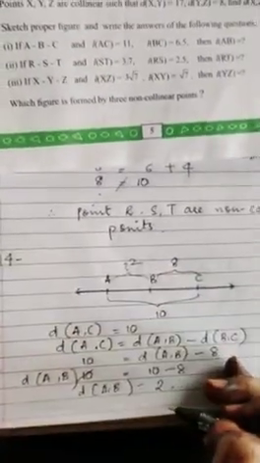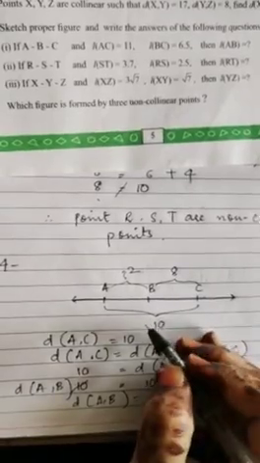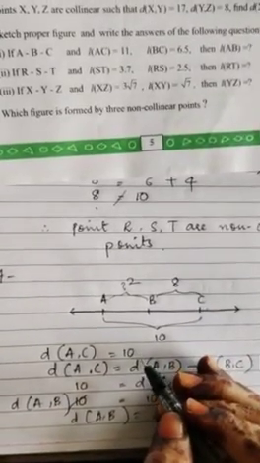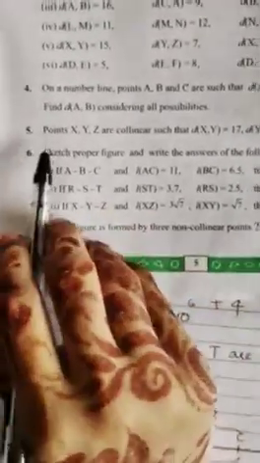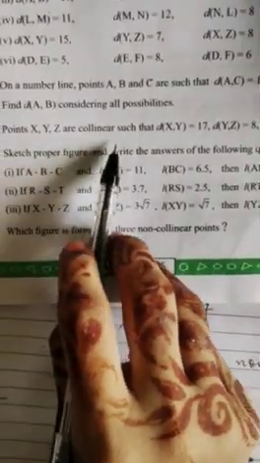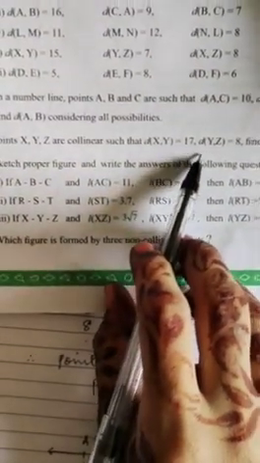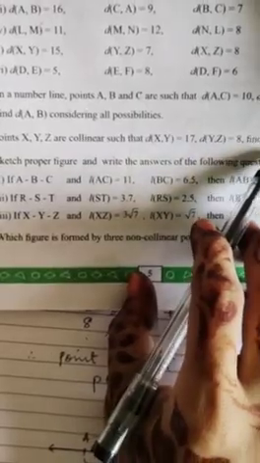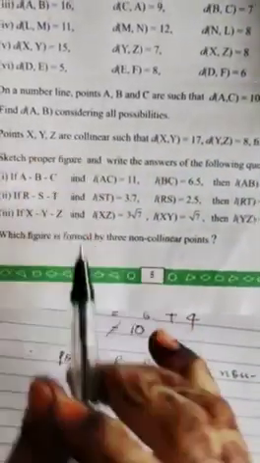By the same method, with the same formula, we can find out the other distance. Okay. So that was the fourth question. See the fifth one. Points X, Y, Z are collinear such that XY is equal to 17, YZ is equal to 8. Find XZ. That you have to solve by using the same method.